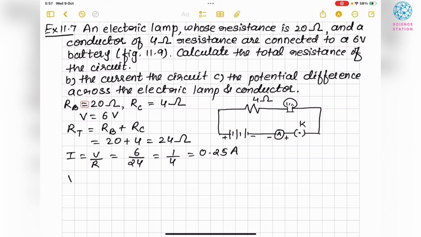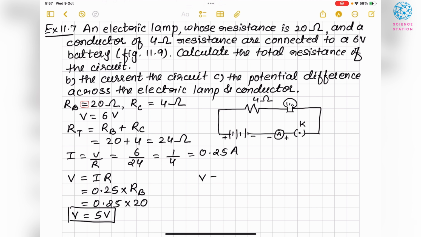So I got I. Now I have to find V. So V equal to IR. So 0.25 into resistance of bulb. So that will be 0.25 into 20. So voltage will be 5 volt. Then the same way, if I find V equal to I RC, so here 0.25 into 4, so that will be 1.00 volt. So both the potential differences I got.